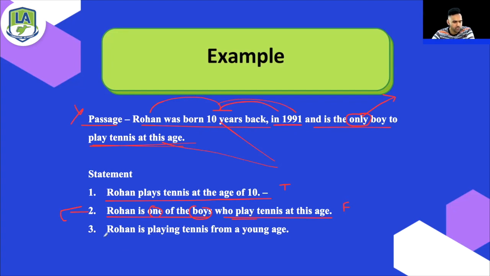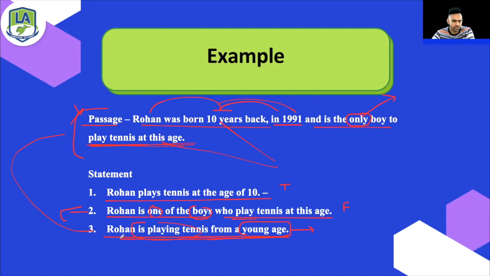Third statement is Rohan is playing tennis from a young age. So according to me, yes, this can be correct as well, because I think playing tennis at the age of 10 is fair enough to consider young, right? But we don't have anything in the passage. Rohan is playing tennis from a young age. I don't know if he started playing when he was 6, 7, 8, or he just started playing. Is playing means he's playing for a long time, but we don't have any information about that. We just have information that yes, he plays at the moment.